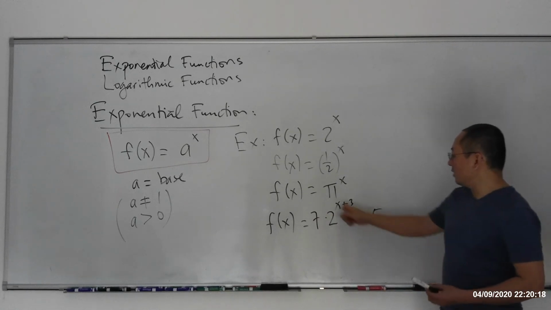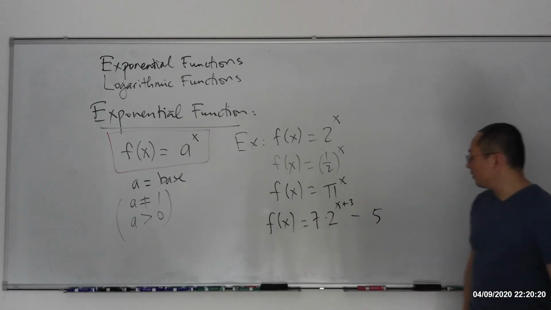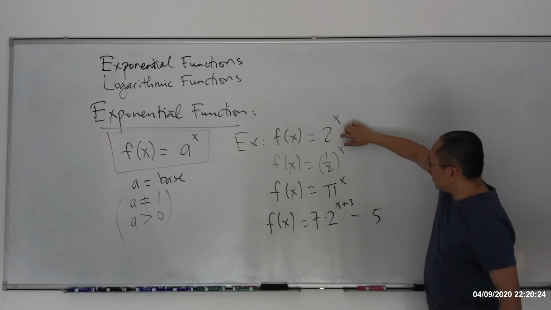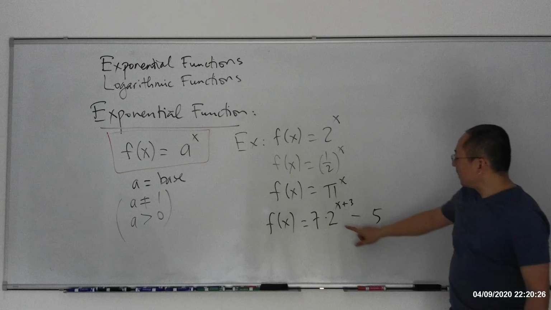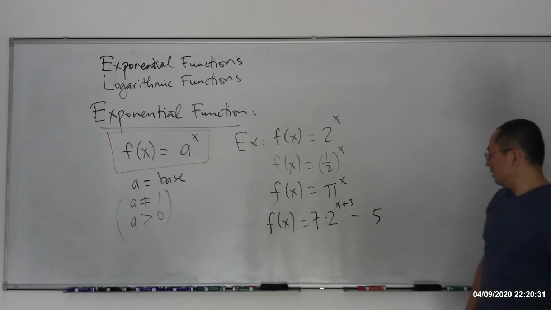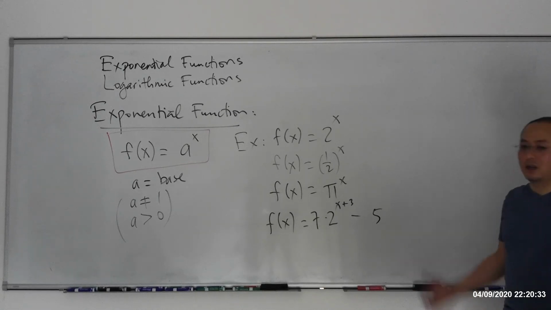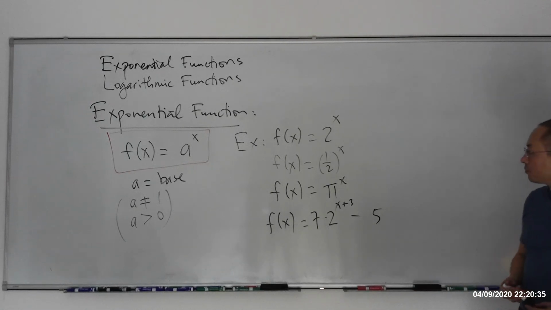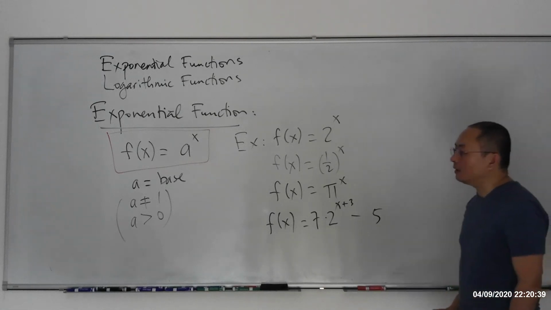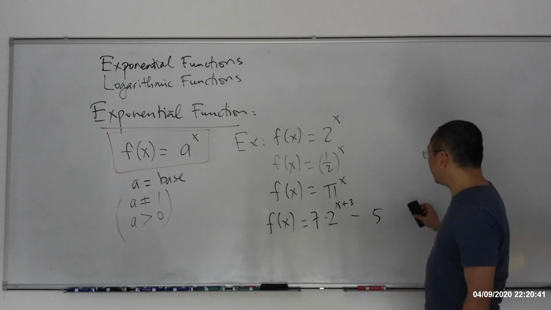So the original function is stretched out by a factor of 7, I think, and then shifted to the left and then shifted down. Of course, they are still called exponential functions. Okay. So the definition is not too hard.